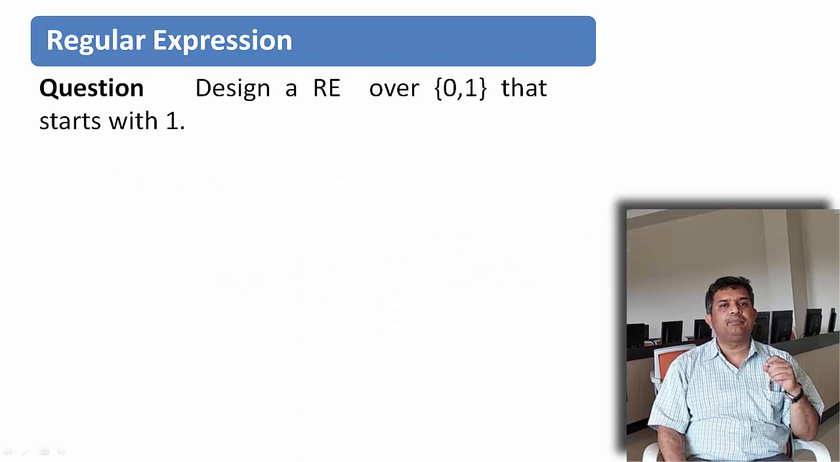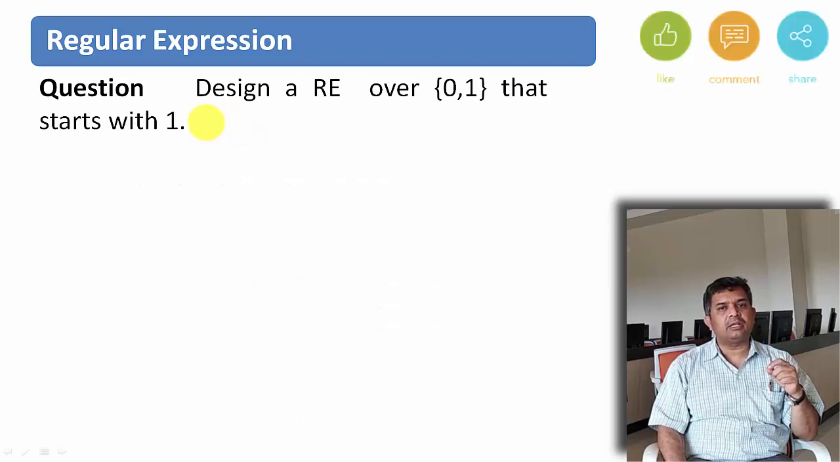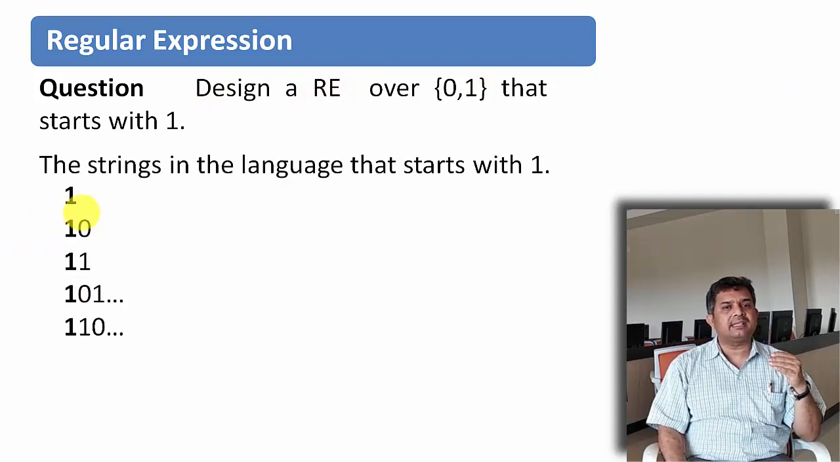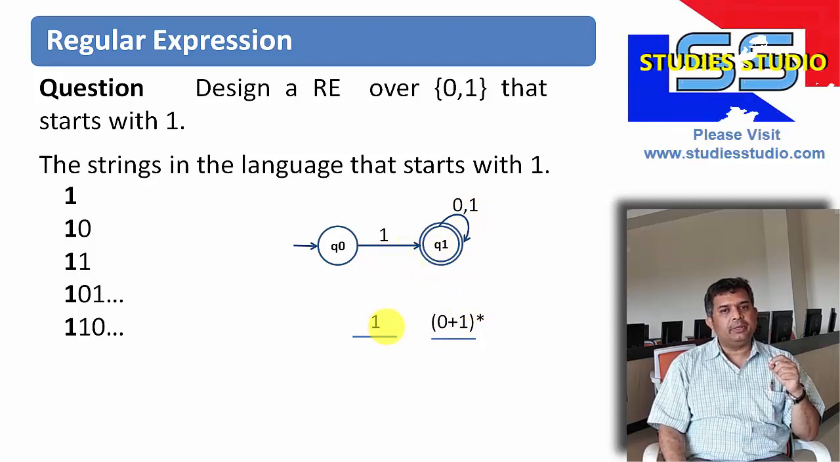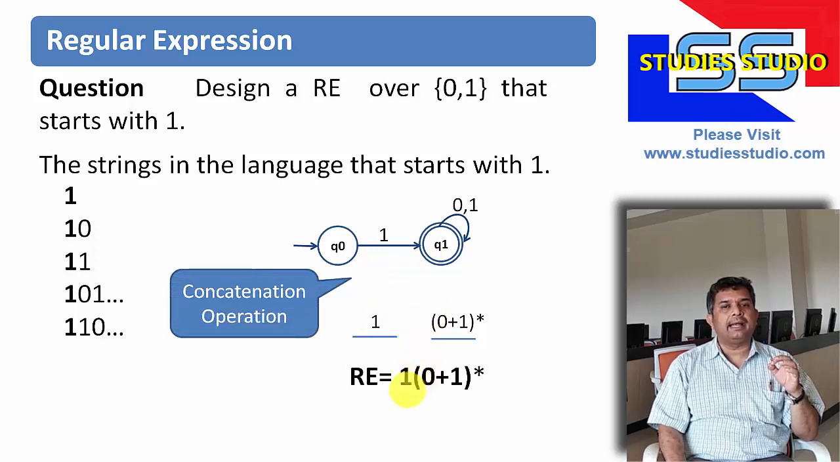Let us take one more example. Design a regular expression over 0 and 1 that starts with 1. Starting with 1, the strings that are accepted are these. If I want to have an NFA for it, there is a transition on 1 and after that, anything else. So there are two transitions I am defining, one here and one here. For the loop, I write (0+1) star, and for the first transition I am writing 1. Again, between these two there is a concatenation operation, and the regular expression will look like this: 1 followed by (0+1) star. Let us take one more example.